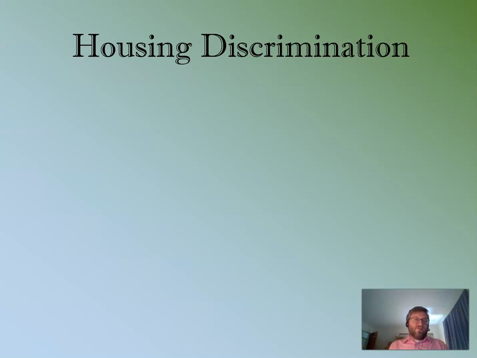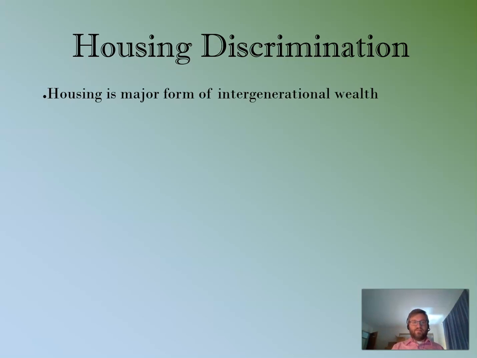So one major reason that residential segregation exists, one major reason that we get this sorting of people into different neighborhoods on the basis of race, is housing discrimination. And this is significant because housing is one of the most important forms of intergenerational wealth in American society. So a house is often by a good margin the biggest economic asset that a person owns.